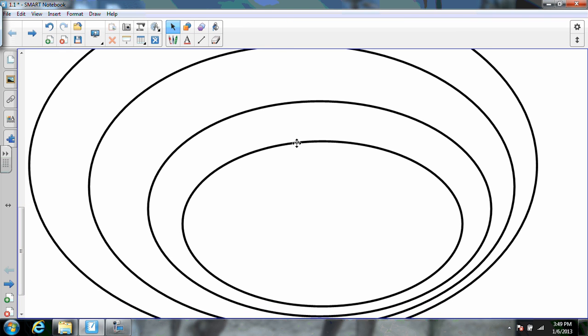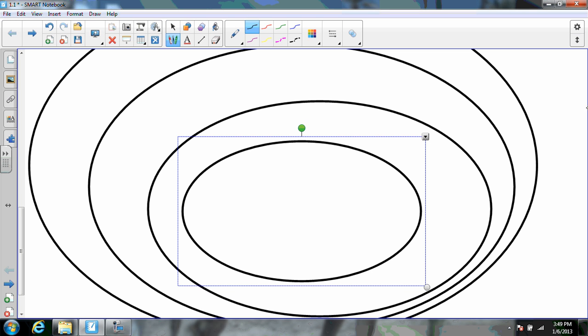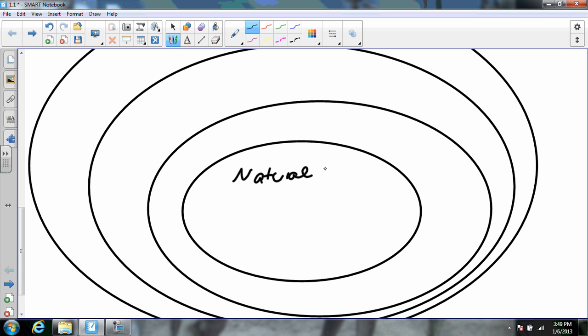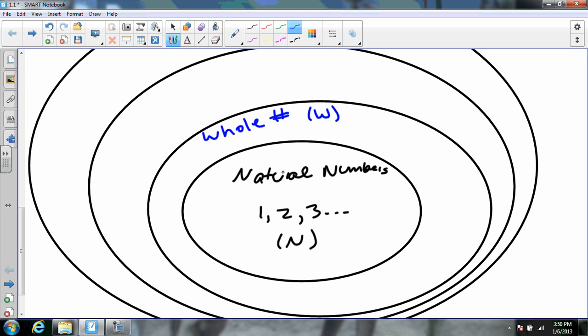We start out with natural numbers, and that includes 1, 2, 3, and onward, and it's notated by N. We then have whole numbers, which is notated by W. And the only difference is it includes the natural numbers, but it also includes 0.